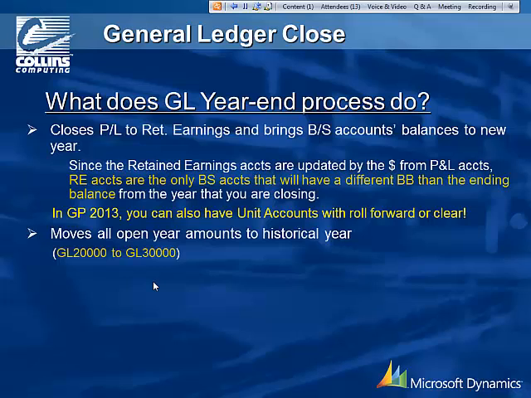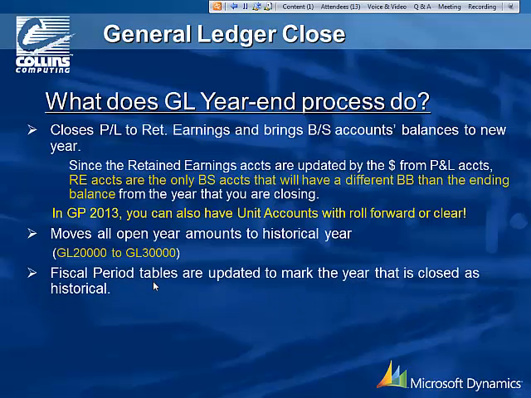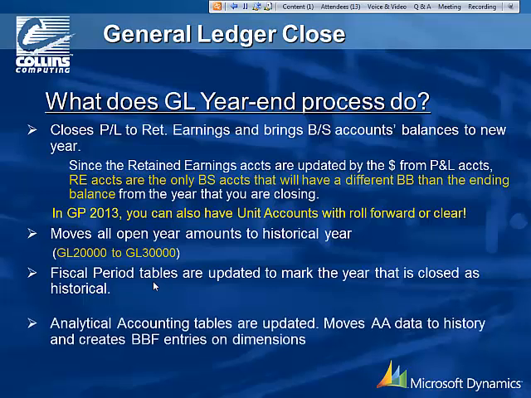What does year-end close do? It just physically takes all the balances in your GL 20,000 and moves them to the historical year. So all those records that have any dates in 2012 are going to be moved to a different table in Dynamics. The other thing is that your fiscal period tables are marked as a historical year. That's key because you can only post to one historical year in Dynamics. So once I close 2012, I will not be able to post to 2011 anymore.